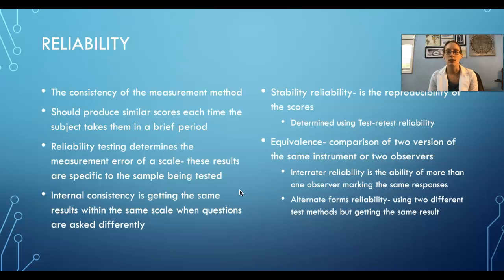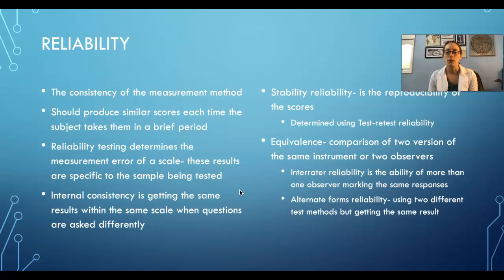Stability and reliability is the reproducibility of the scores. So that's determined using a test-retest reliability. And then equivalence is comparison of 2 versions of the same instrument or 2 observers. So the way that I observe something and score something is going to be different than the next clinical instructor, for example. So inter-rater reliability is the ability of more than one observer to mark the same responses. So if you have 2 people performing tests during a study, you want both of them to perform those tests in exactly the same way. So a good example of that is the NIH score. So it has to be done in a very particular fashion, or else we don't have inter-rater reliability, and therefore the test isn't a reliable method to decide how the stroke is or if it's improving.